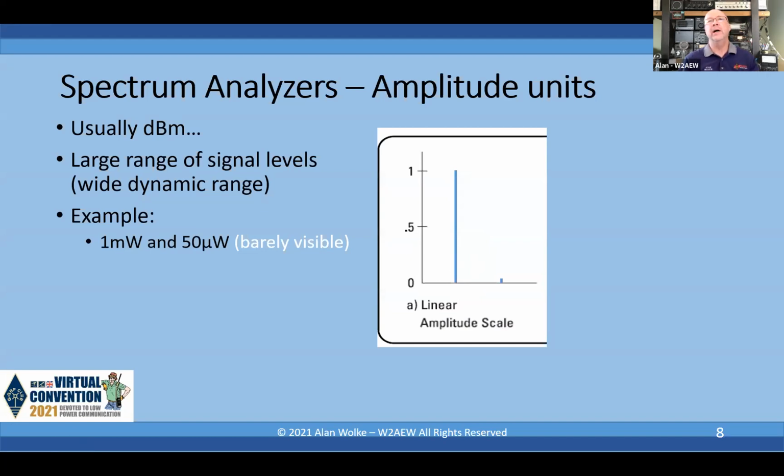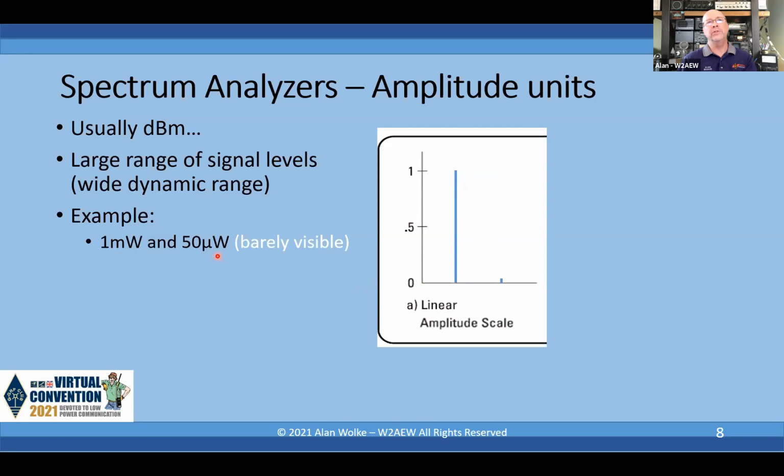So let's say I had a milliwatt signal at this frequency, with frequency on this axis, and I had 50 microwatts at this frequency. That's a factor of 20 difference between those. You can see those two signals are almost barely visible on that same scale, okay? And that's only a factor of 20.